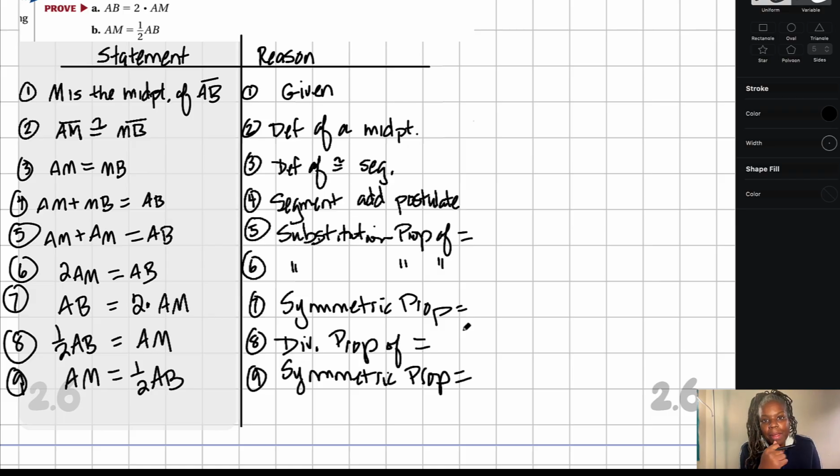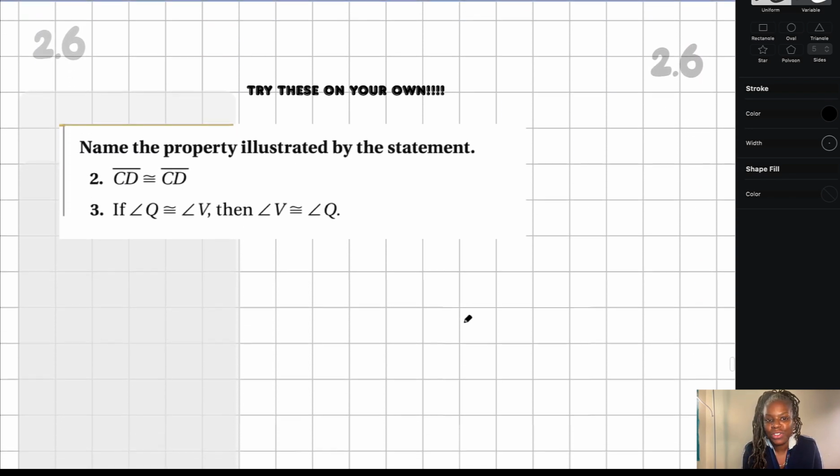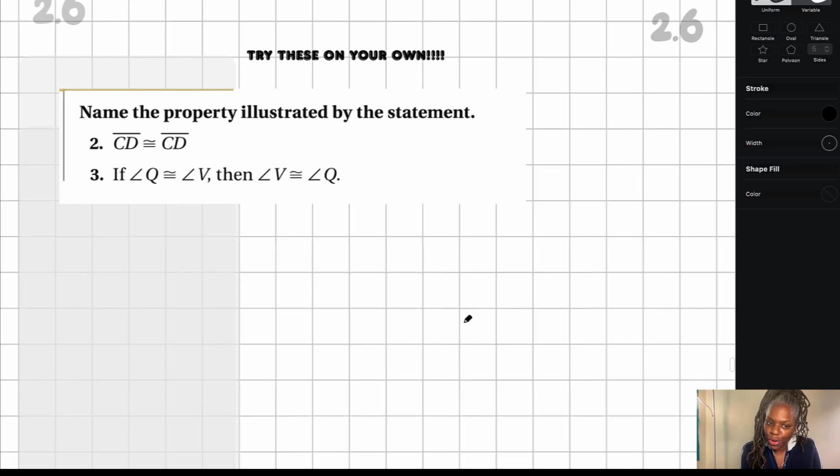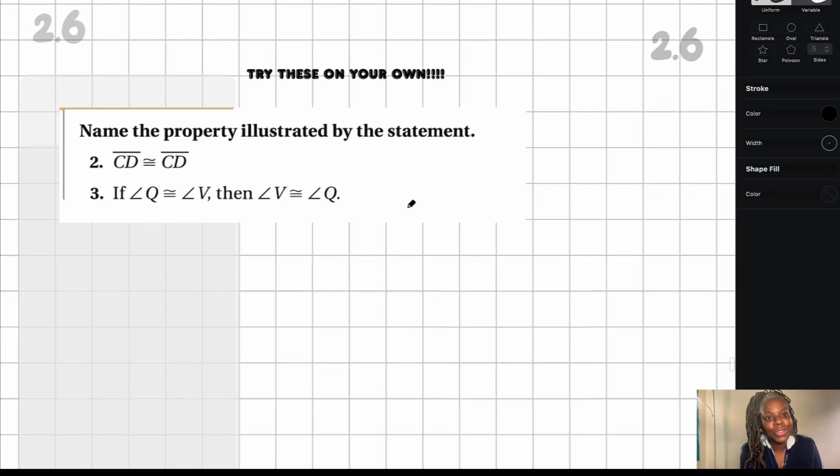Again, sometimes it might be easier to just look through the whole video before actually writing it down, and then write it down as you go. I hope this made sense. Let me know if it didn't. You know your notes aren't done until you do this. Try these on your own. Name the property. They're not hard. You can do it. Don't show me notes without these done, or I'm going to say they're not done.